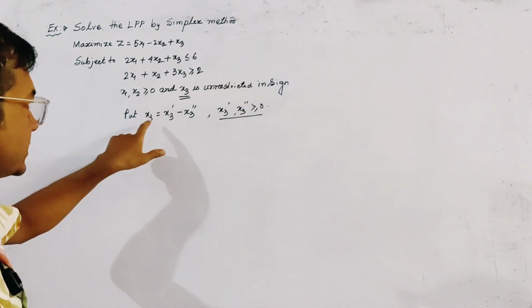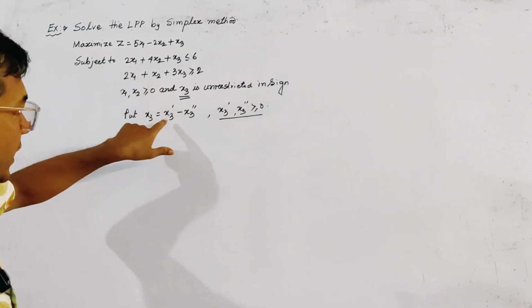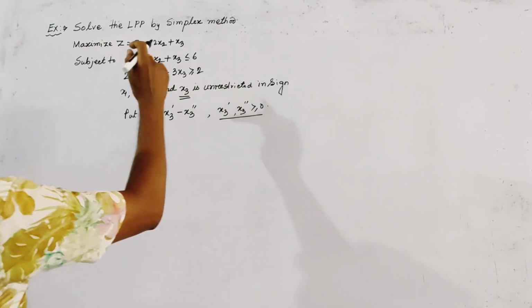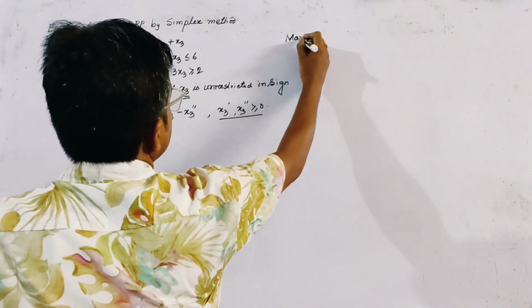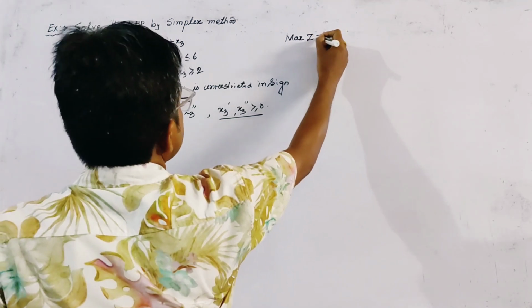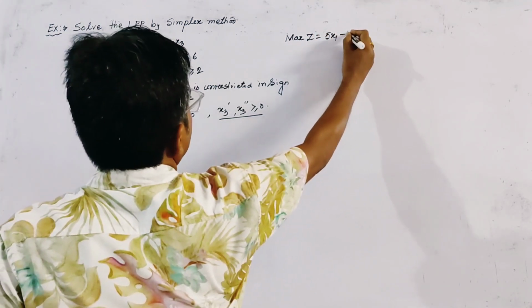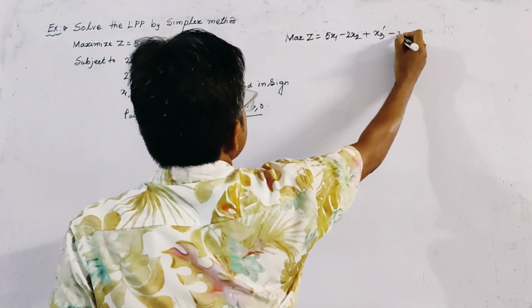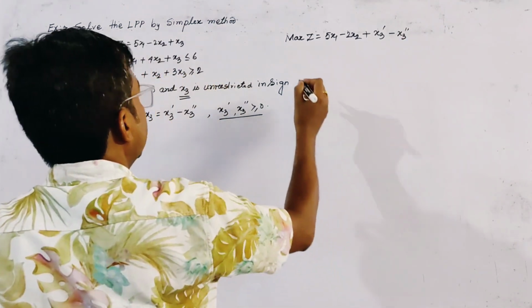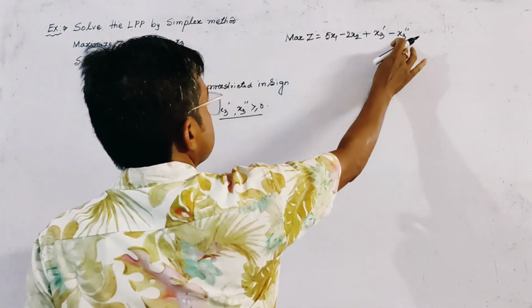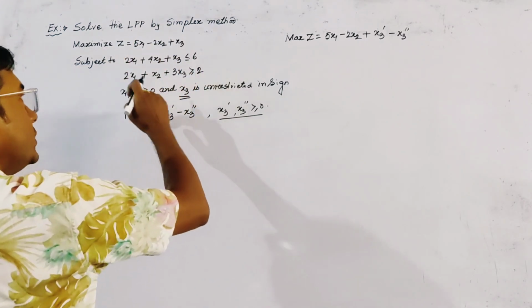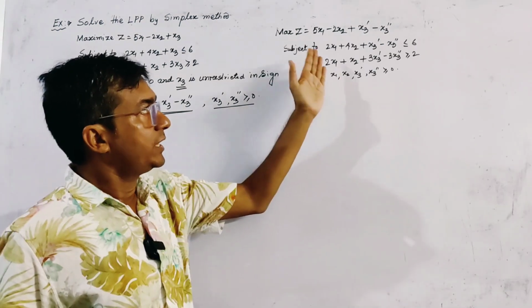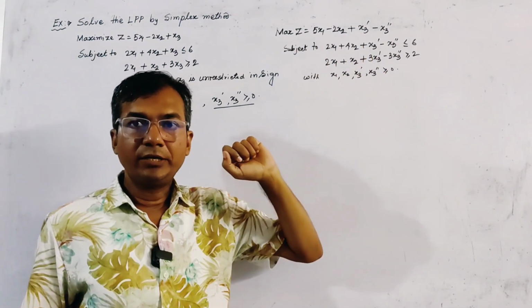So we replace x3 in the problem by x3 dash minus x3 double dash, and the LPP becomes: max z equals 5x1 minus 2x2 plus x3 dash minus x3 double dash. Here we put x3 dash minus x3 double dash in place of x3, and all the x3 is replaced by x3 dash minus x3 double dash, and we get the LPP like this.